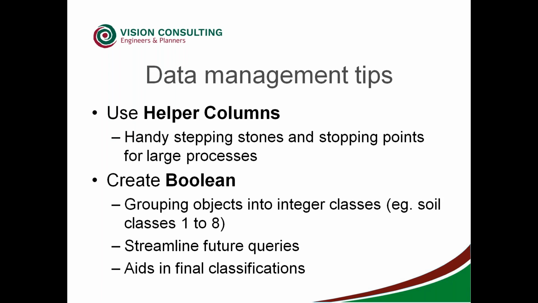And within those helper columns, I find Boolean variables to be very helpful. They really are good for streamlining your queries and aiding those future classifications. They're easy to build, simple formulas to work with. And even if you don't know what a Boolean variable is, you are familiar with them. The easiest example would be the soil classifications of 1 to 8. It's just an integer that represents a whole lot of different characteristics of a feature to create one final classification.